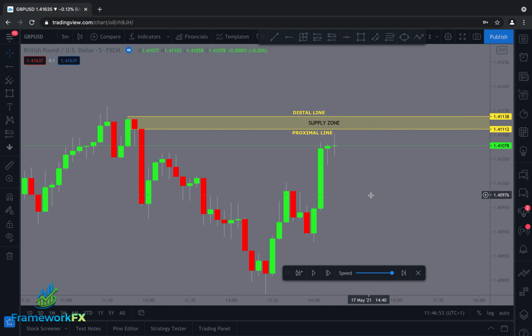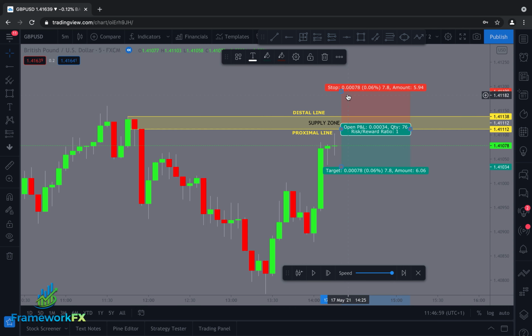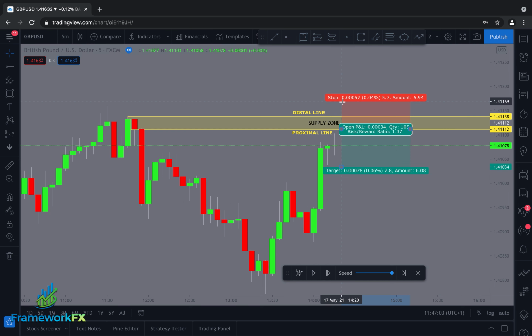So as it comes back up here, I would now be looking to set a sell limit, and I'll set it right on this proximal line, and that's important. And then my stop will go above this distal line and give it a bit of breathing room, and I like to have 2.5 to 3 risk reward, so I'll put that down there.